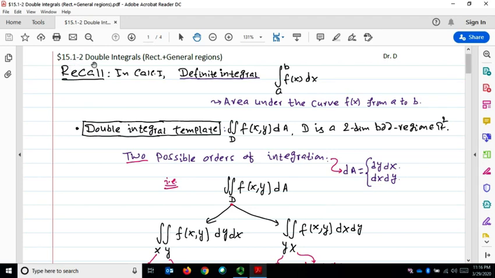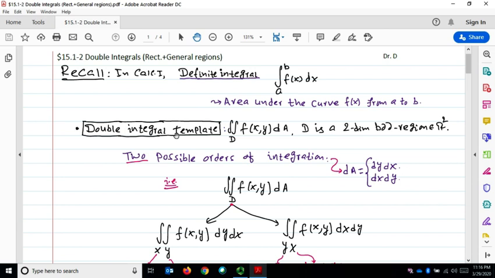Today I am going to cover double integrals over rectangular regions and general regions. First, let me recall definite integrals of functions of a single variable from Calculus 1. The definite integral of f from a to b is defined as the single integral of f(x) dx from a to b, which represents an area under the curve of f(x) from a to b.